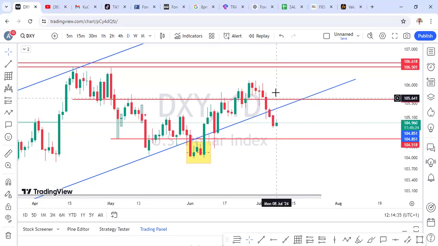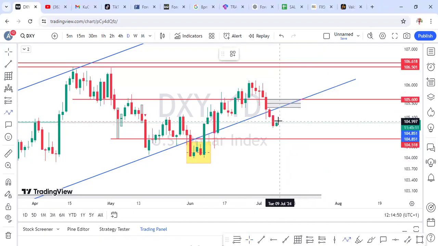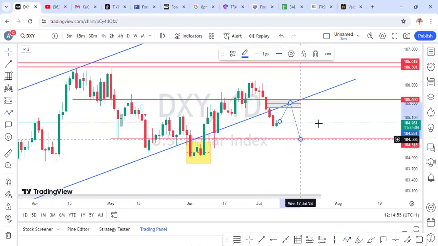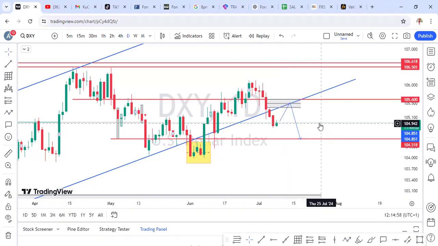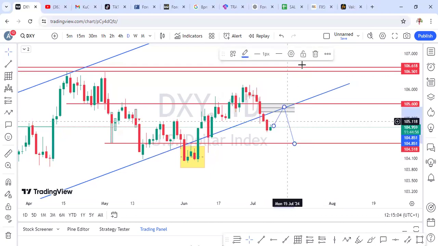I'm trying to help. So we look for what we call a pullback to this. We have this imbalance that is here, a daily imbalance or fair value gap. So let's see if we can get a rally here. Then we'll look for a short. Then here is a support. So this is my take on DSY.